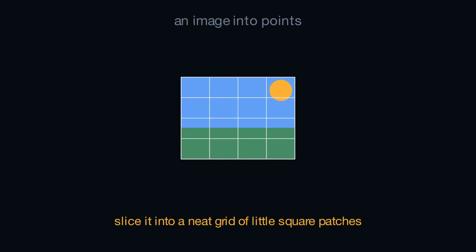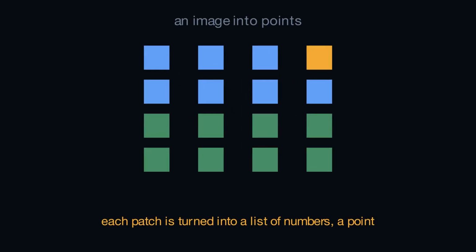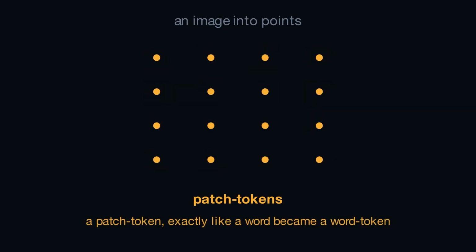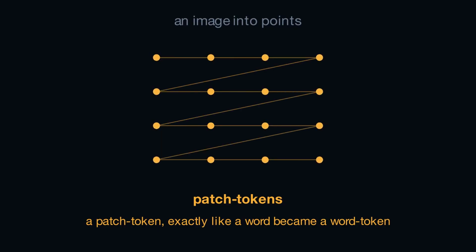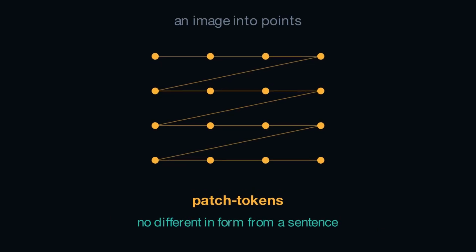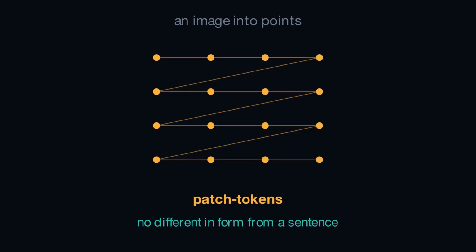Slice the image into a neat grid of little square patches like a checkerboard laid over the picture. This patch is a scrap of sky, that one is the corner of someone's eye, this one is a bit of grass. And each patch gets turned into a list of numbers, a point, in exactly the same way a word became a point. A patch token instead of a word token. And just like that, a photograph stops being pixels and becomes what the model already knows how to handle. A sequence of points, no different in form from a sentence.